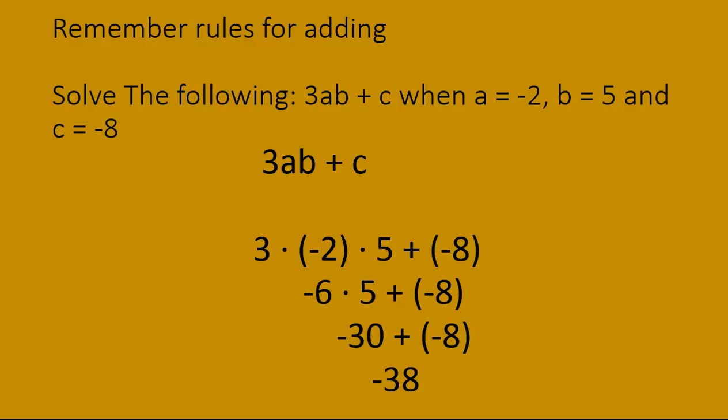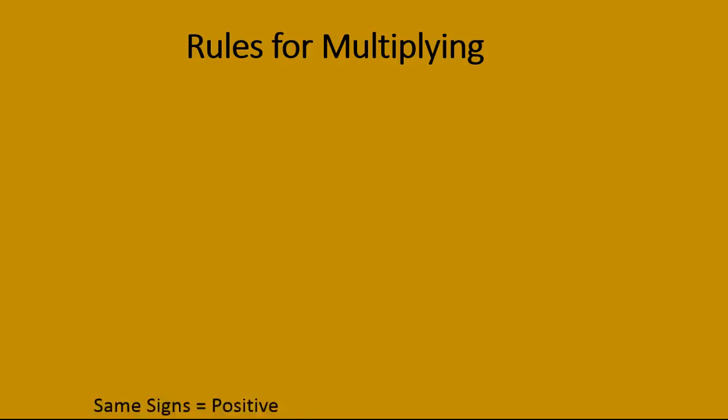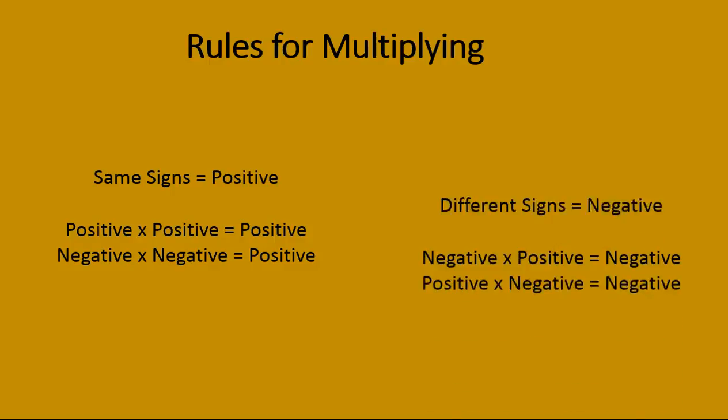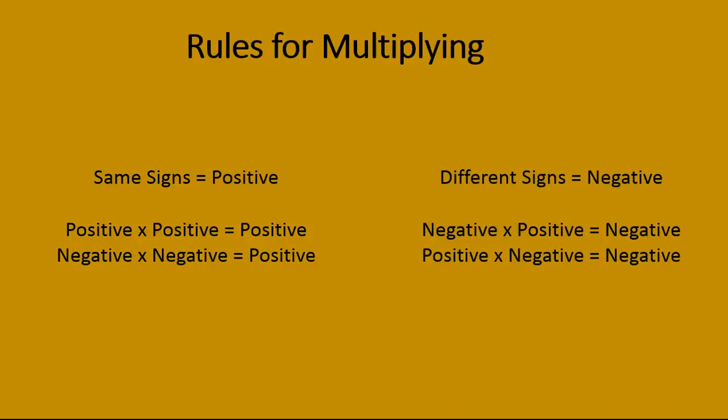I hope that lesson was helpful for you. Just do a quick review here. The rules for multiplying, if the signs are the same, you get a positive result. The rules for multiplying, if the signs are different, you get a negative result.